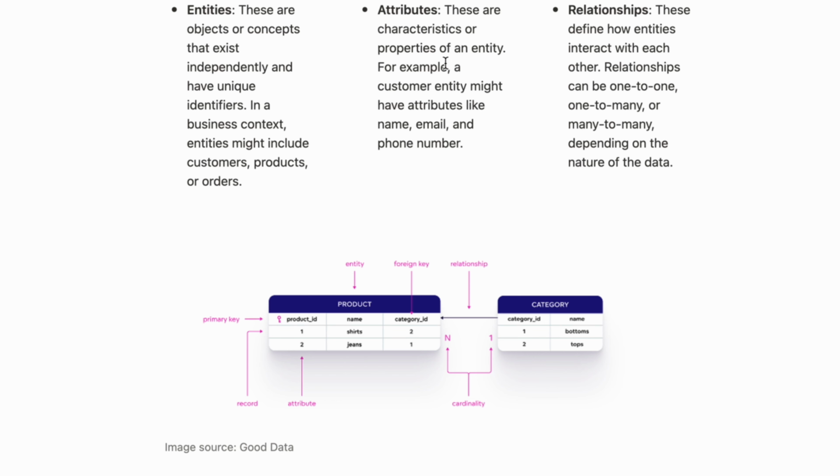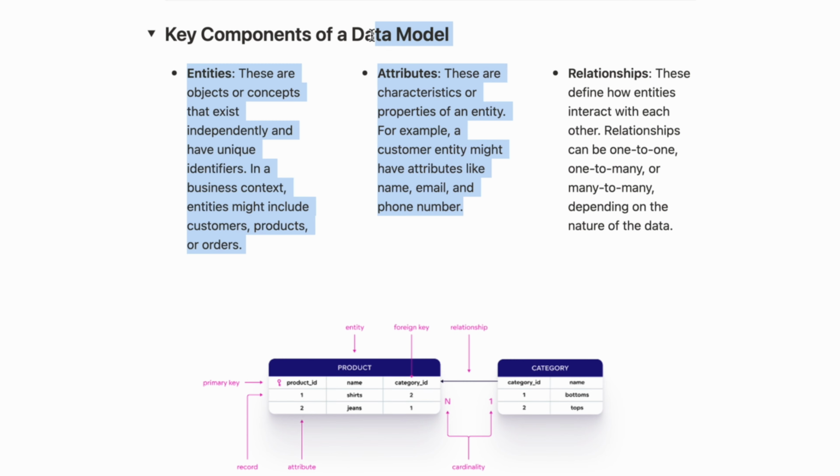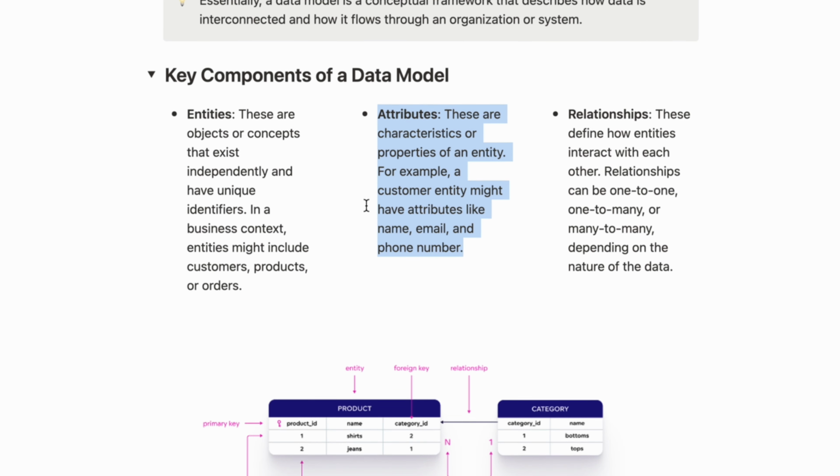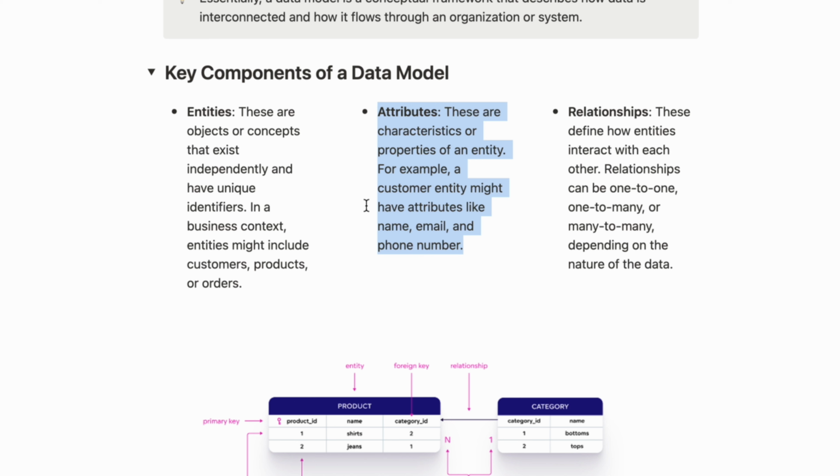So what are attributes? These are characteristics or properties of an entity. For example, a customer entity might have attributes like name, email, and phone numbers. So the attributes are what you could call your columns, but when it comes to data model, we describe columns as attributes because they are characteristics of the entities, which are the tables that you have.